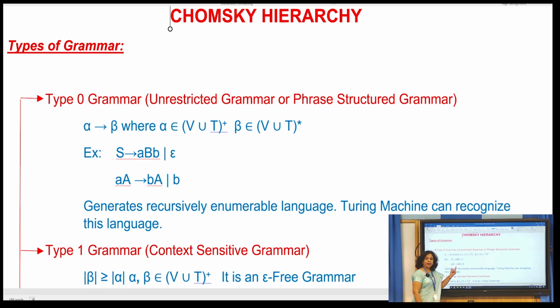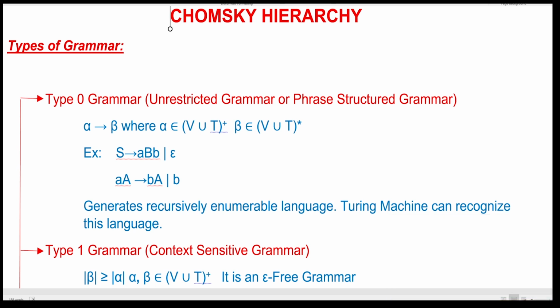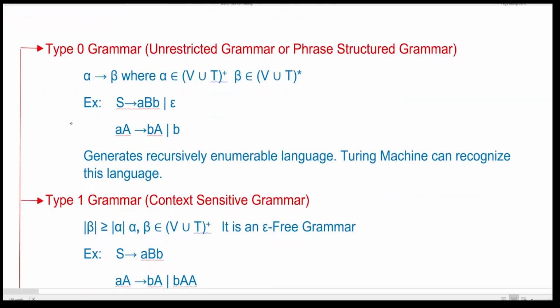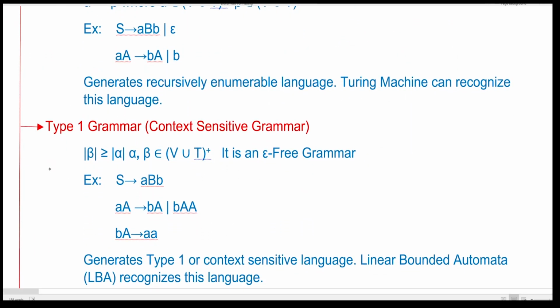So the capital letters show they are the variables or non-terminals. Small letters say they are the terminals. This grammar, type 0 grammar, generates recursively enumerable language. Turing machine can recognize this language. Next type is type 1 grammar.